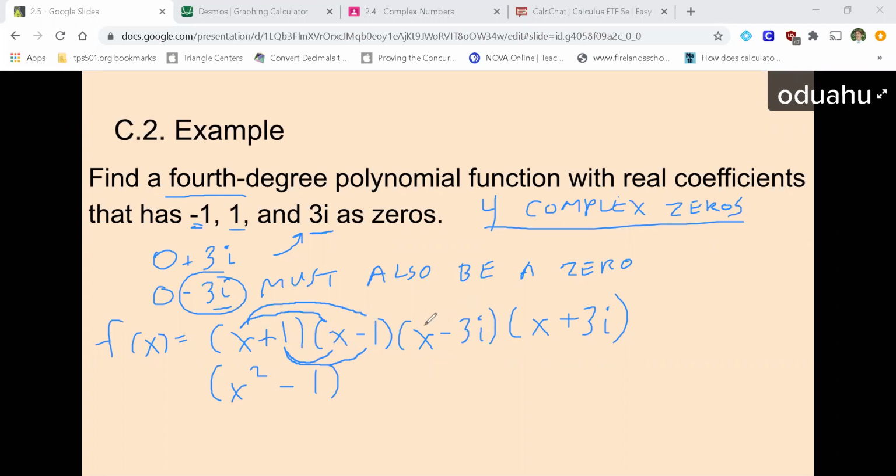Over here, x times x is x squared. And again, I get positive 3ix and negative 3ix, so those cancel out. Negative 3i times positive 3i will be negative 9i squared. But i squared is really negative 1, so this becomes positive 9.